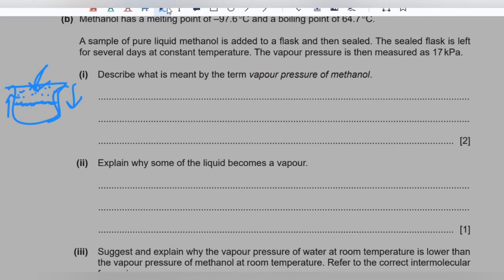And in the second part, they'd ask you why some of the liquid becomes vapor. So the answer to that would be the same, that the energetic molecules that exist on the surface of the liquid break free of the intermolecular forces and form vapor.